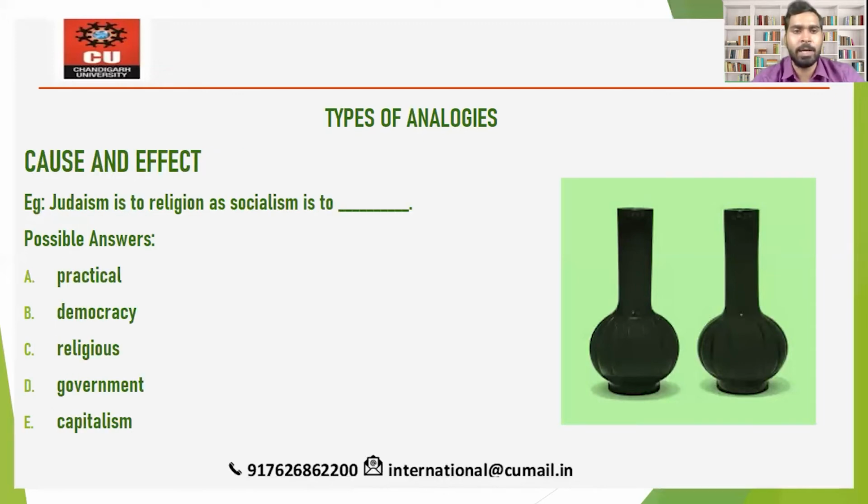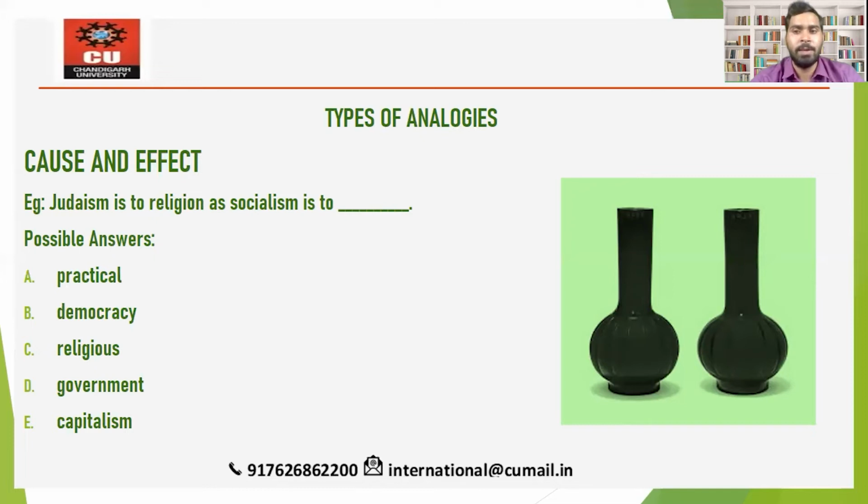The next category that we look at is the cause and effect category. Now we look at the question, which is Judaism is to religion as socialism is to dash. And the possible answers given to you in terms of options are practical, democracy, religious, government, or capitalism.